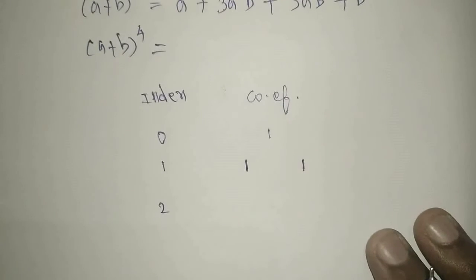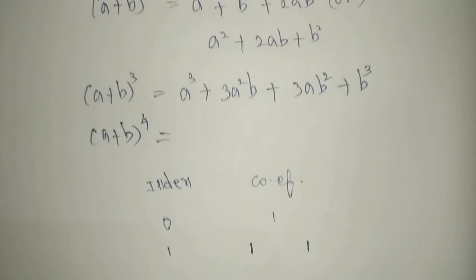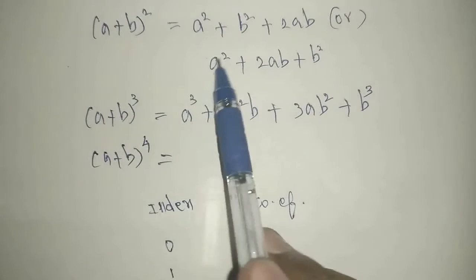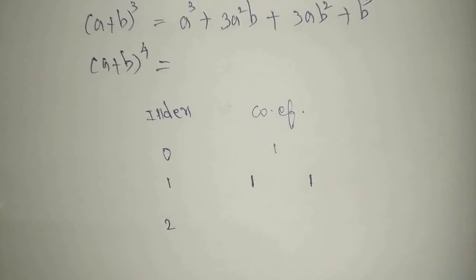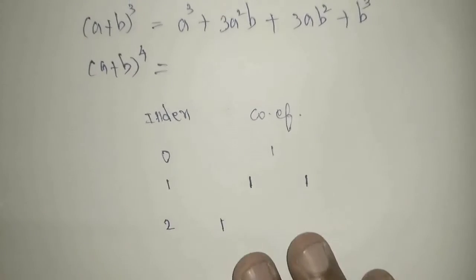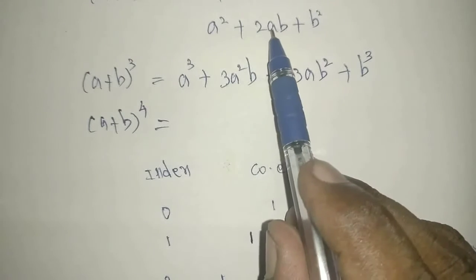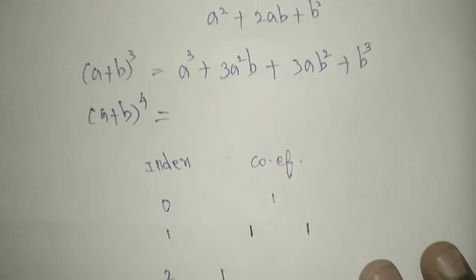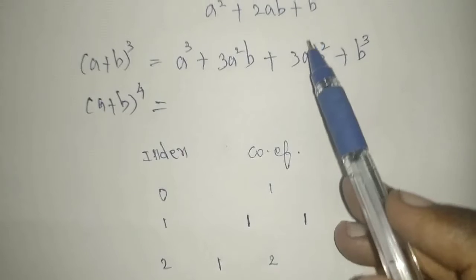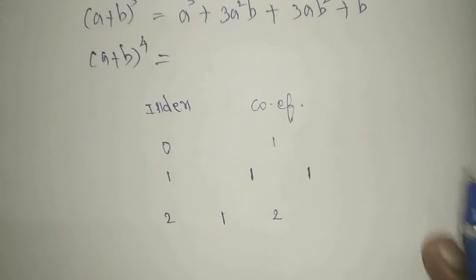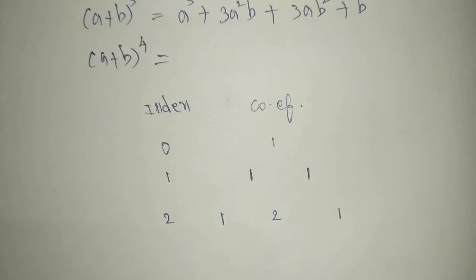Now what am I getting? See this 2, here we already used a plus b whole square. Now the coefficient of a square is 1, so 1 we need to give first, and the coefficient of ab is 2, so 2 you need to give here, and the coefficient of b square is 1, that we have to give. Like that we need to move.